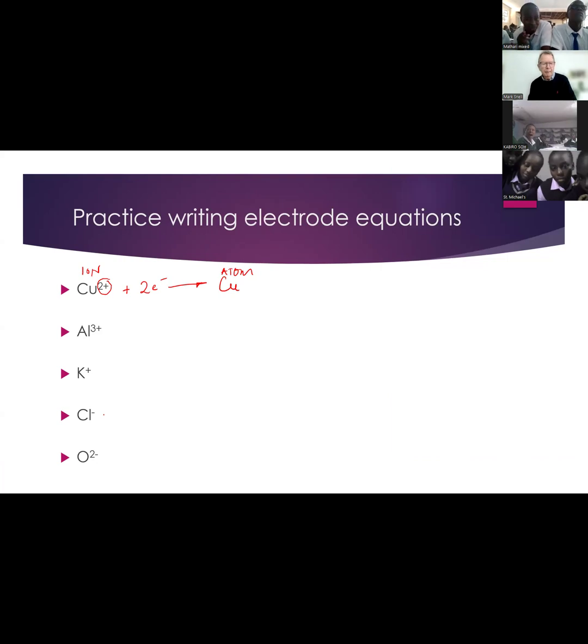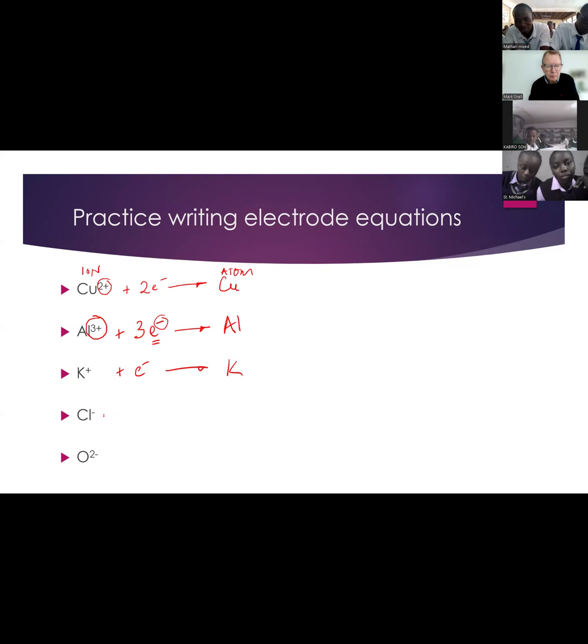So with aluminium, because it has 3+, we have to add 3 electrons. Each electron has a negative charge, okay? So if I add 1, that takes off 1 plus, so 3 of them are needed to get rid of that. K+, only 1 electron will make it K. Now the Cl minus, it has to lose electrons.